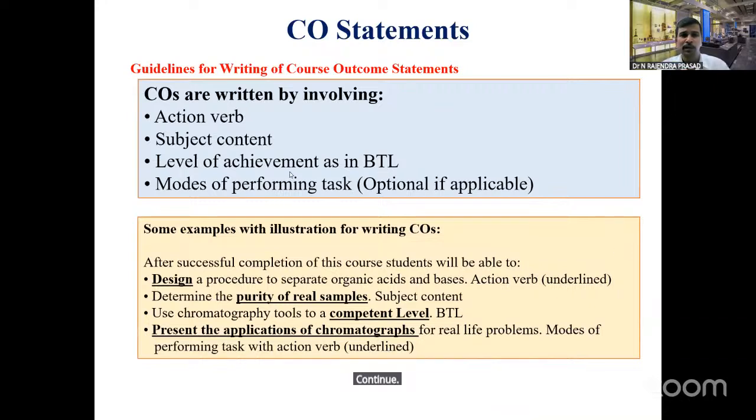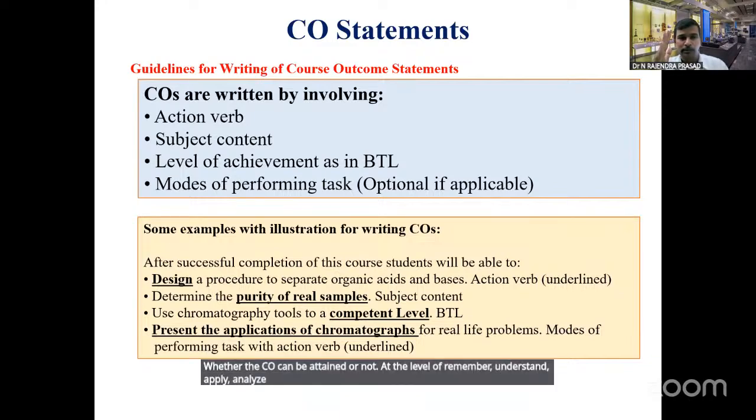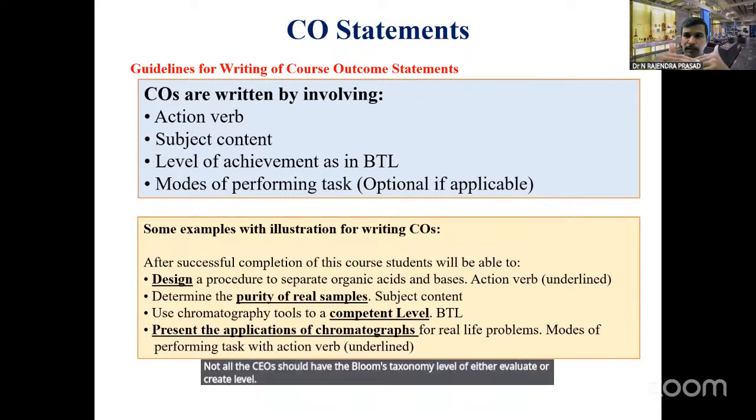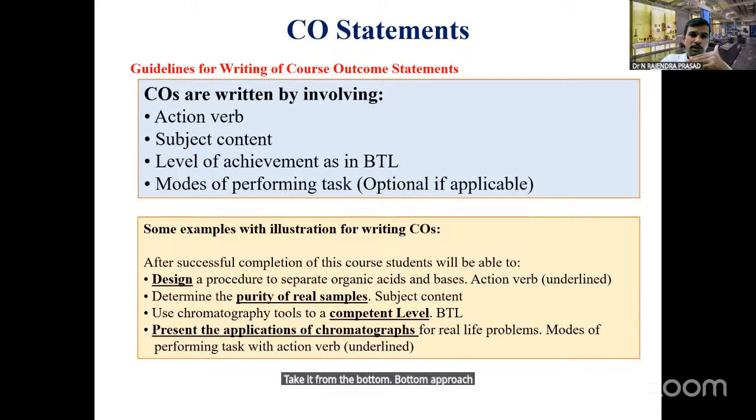Then, to which Bloom's taxonomy level is it appropriate, whether the CO can be attained or not, at the level of remember, understand, apply, analyze, evaluate, or create. To which level of Bloom's taxonomy it is matching, it is correlated, that is how to assess. Accordingly, how to write. Don't make it very complex. Not all the COs should have the Bloom's taxonomy level of either evaluate or create. Take it from the bottom approach to the top approach: low order thinking skills to high order thinking skills.